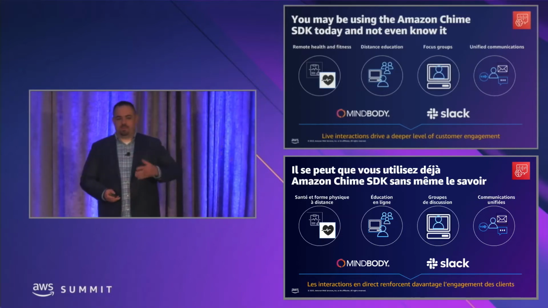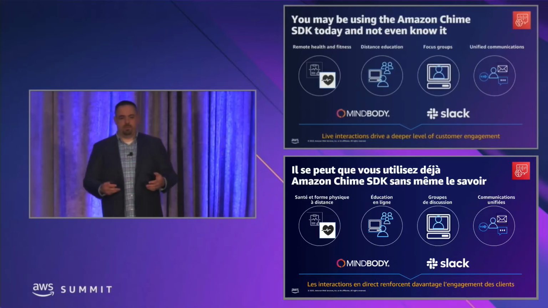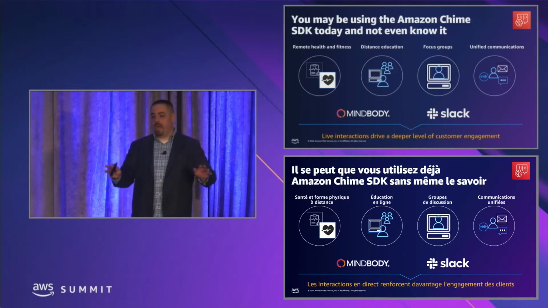And that's the theme you'll see here in the next couple of slides about the Amazon Chime SDK. It's about using your app. It's not about having your customers move to a different app to be able to communicate.